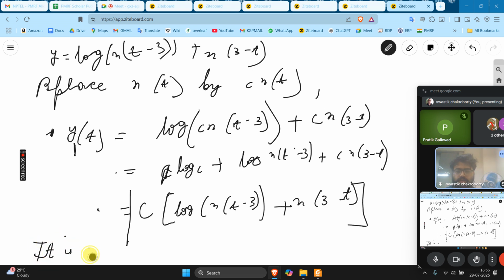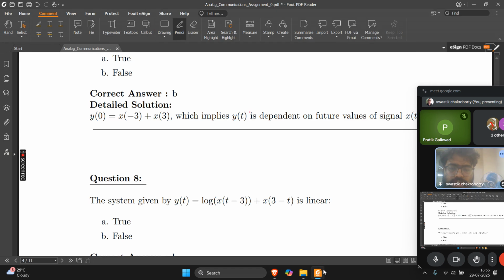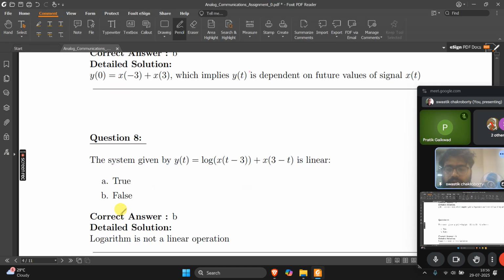Now there are two principles: one is homogeneity and one is additivity. Both need to be satisfied simultaneously for the system to be linear. We have shown homogeneity does not hold, so we do not need to prove additivity. That is sufficient. So it is non-linear. The correct answer is B.